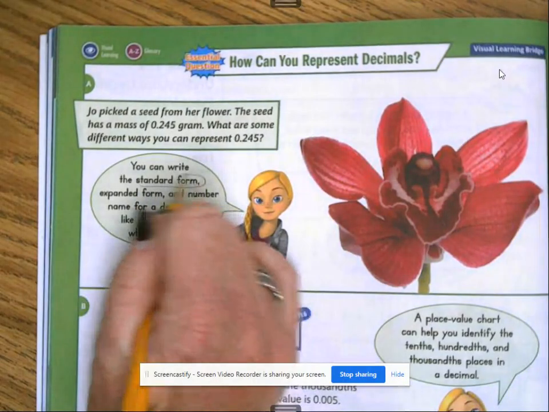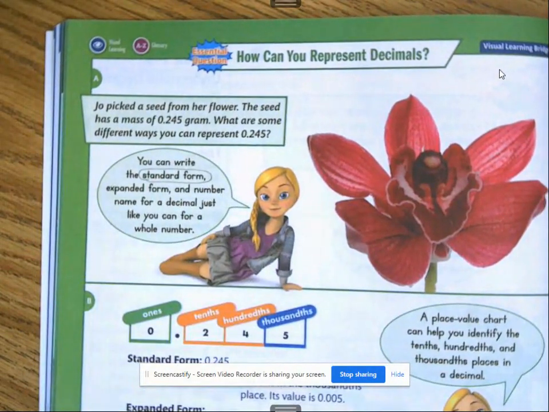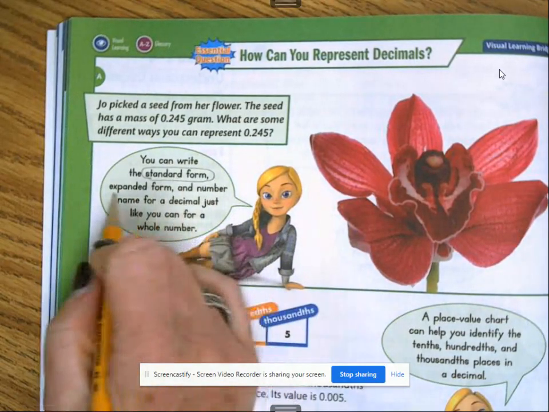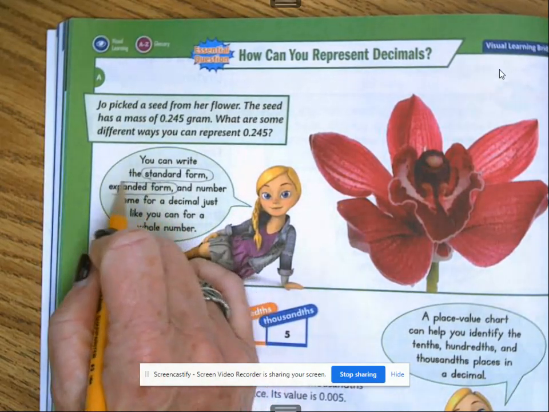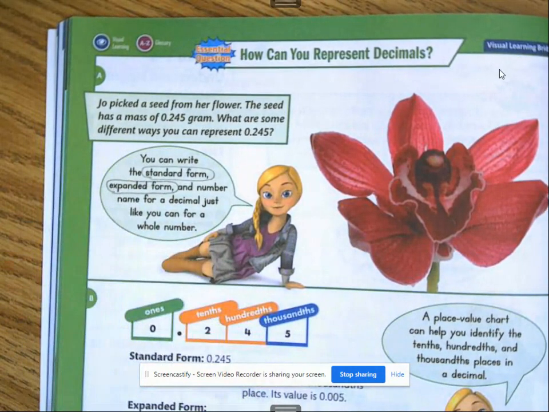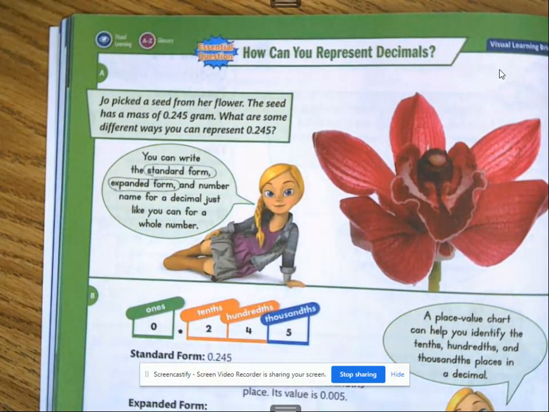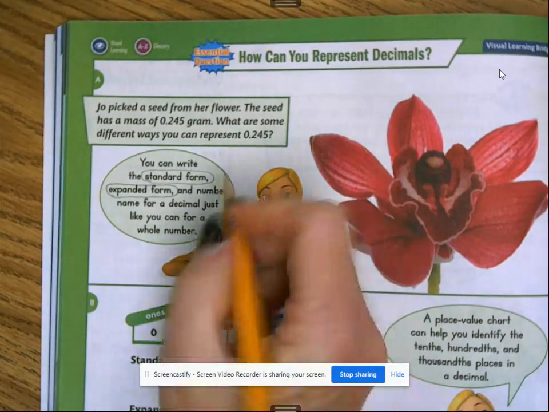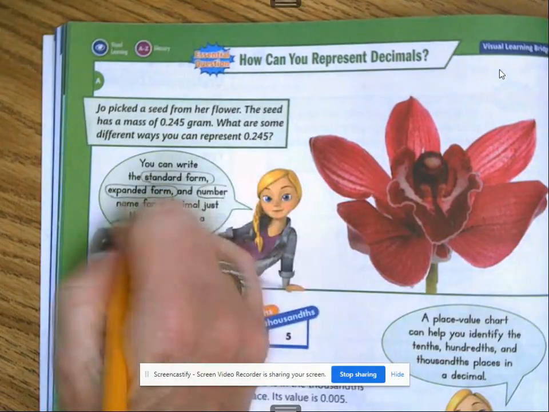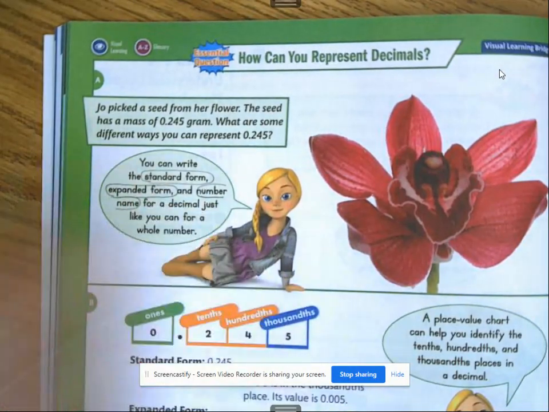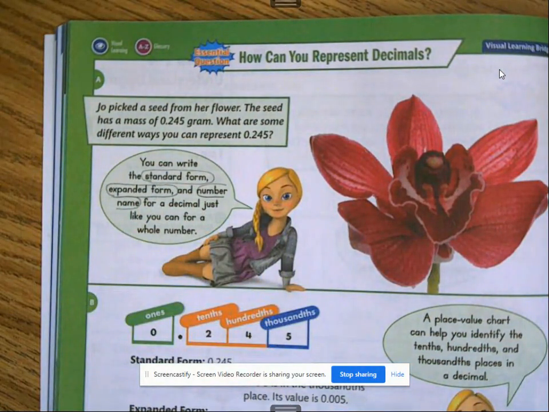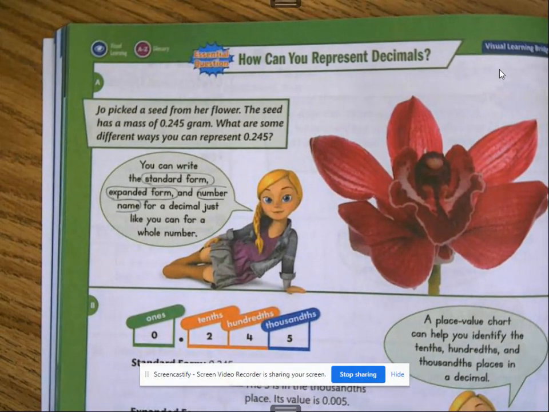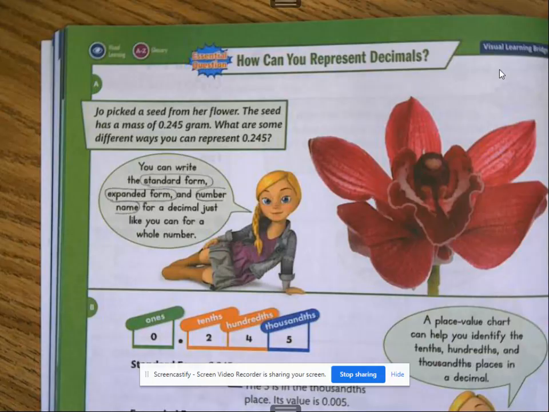And if we review our vocabulary, our standard form means we're just using digits and symbols. We can use the expanded form. That's where we multiply a digit times its place value and add it to the next digit times its place value until we have the whole number represented. We could also use number name. Number name is like you would write it out in words for a spelling test. So these are 3 different ways that we could represent that decimal, 245 thousandths.